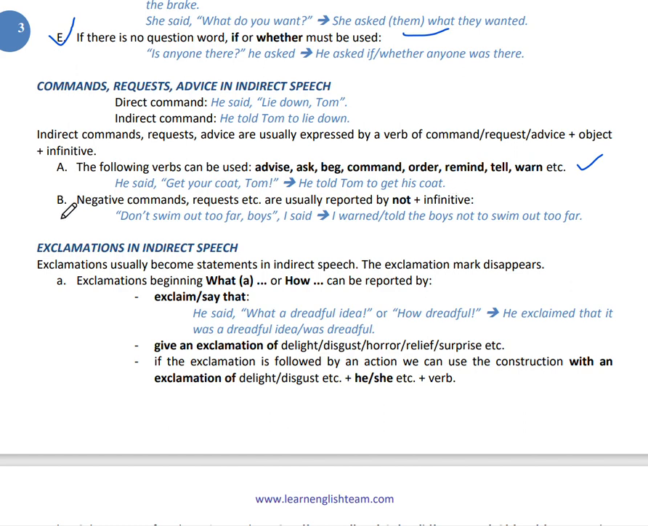Wonderful. And in here, negative commands, requests, etc., are usually reported by not plus infinitive. "Don't swim out too far, boys." I warned the boys not to swim out too far. Great. Wonderful.